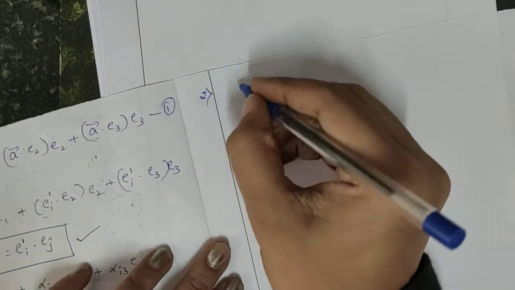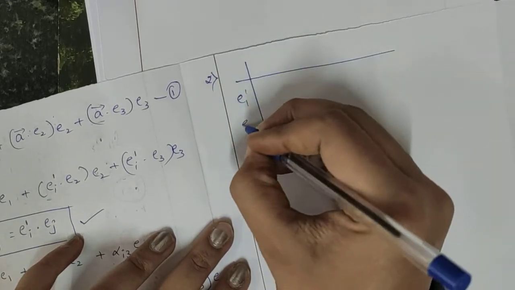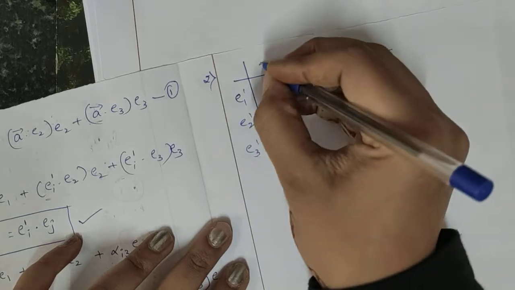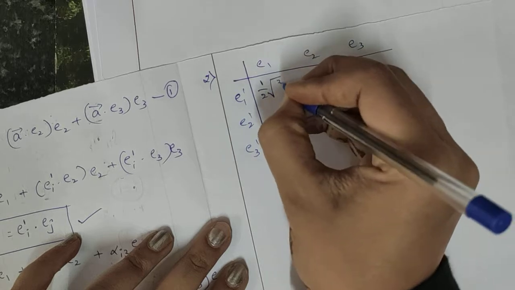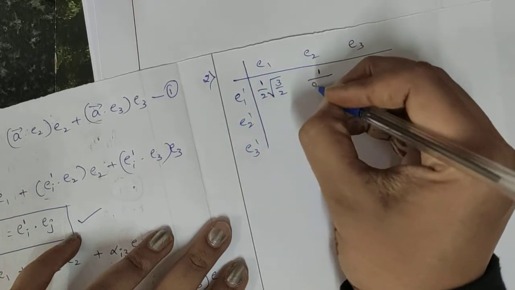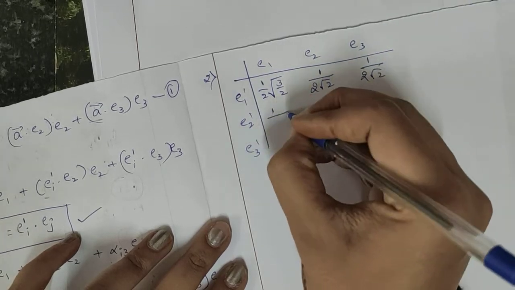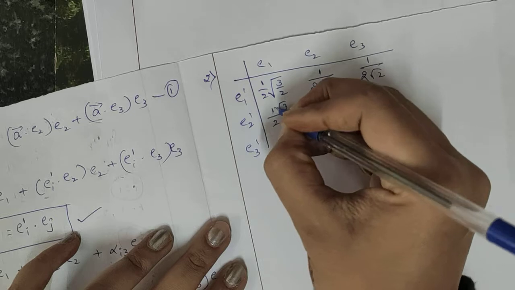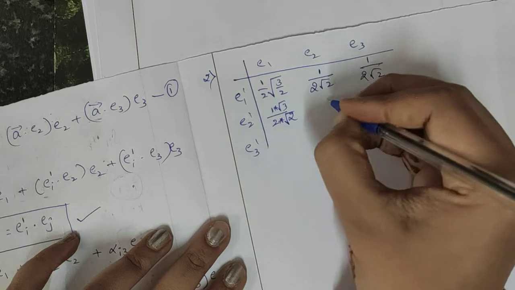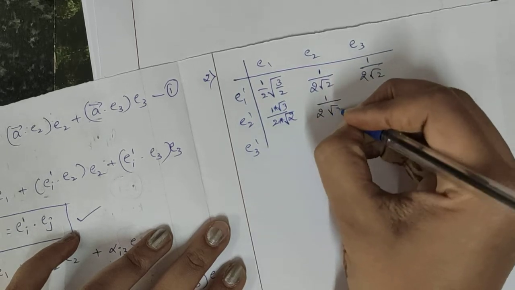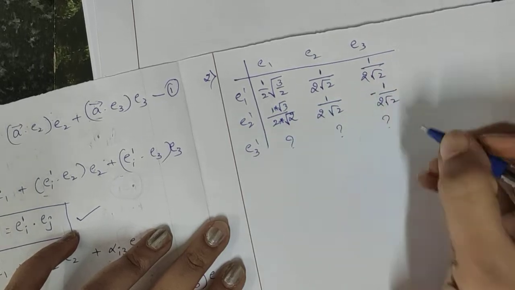In the next problem, they have given the transformation values: E1 prime, E2 prime, E3 prime, E1, E2, E3. This is 1 by 2 into root 3 by 2, 1 by 2 root 2, 1 by 2 root 2, 1 by 2 into root 3 by 2. We have root here also. 1 by 2 root 2, minus 1 by 2 root 2. We have to find out these three values.